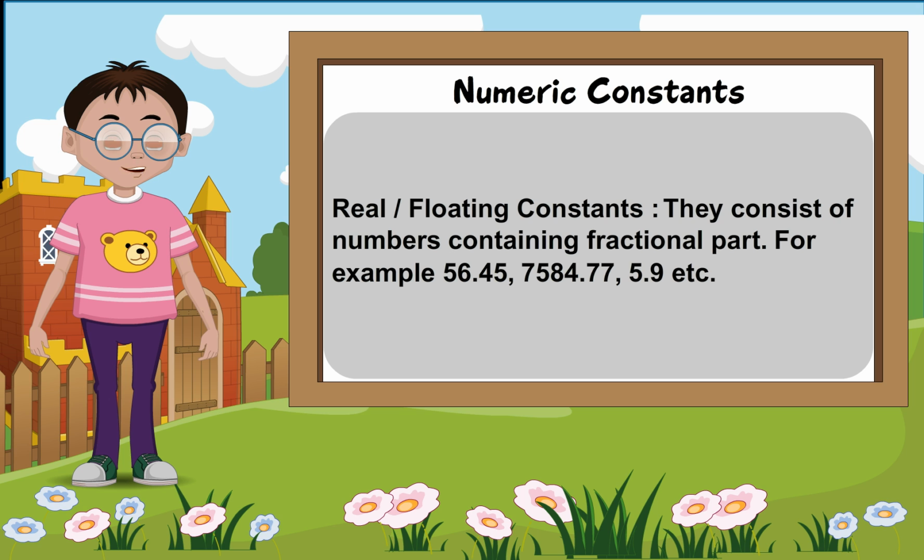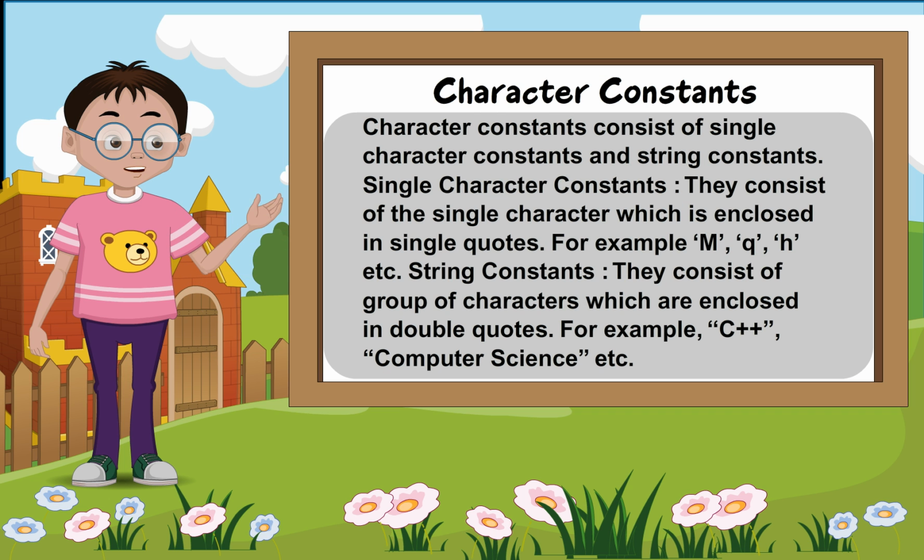Real or floating constants. They consist of numbers containing fractional parts. For example, 56.45, 7584.77, 5.9, etc. Character constants. Character constants consist of single character constants and string constants. Single character constants. They consist of a single character which is enclosed in single quotes. For example, 'M', 'Q', 'H', etc. String constants. They consist of a group of characters which are enclosed in double quotes. For example, "C++", "computer science", etc.